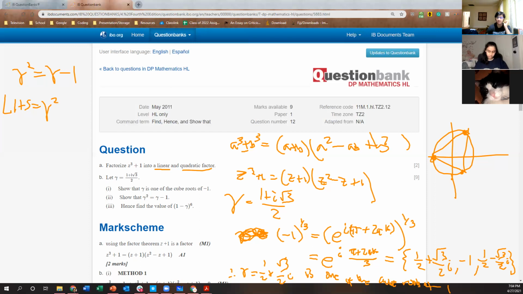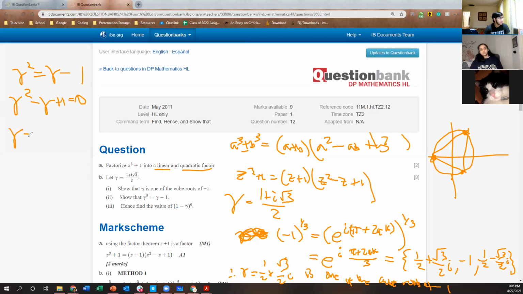How would you do this? I'm a little bit lost here. Show that gamma squared... Maybe we just have to solve this as a quadratic, right? If we know that, I think that's what I would do then. Gamma squared minus gamma plus 1 equals 0.